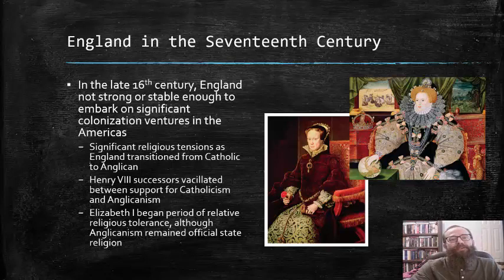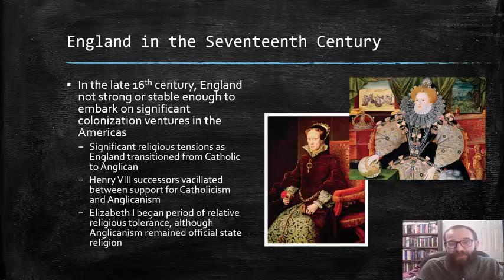Well, England in the 17th century was really still a tiny backwater country, or kingdom as it were, in Europe at the time. It was really not strong or stable enough to embark on significant colonization ventures in the Americas. Unlike the Spanish, who by the end of the 15th century had really consolidated some centralized authority in the region and were able to project that power out, England was still riven with internal strife and really did not have the capability to embark on any significant missions or ventures.